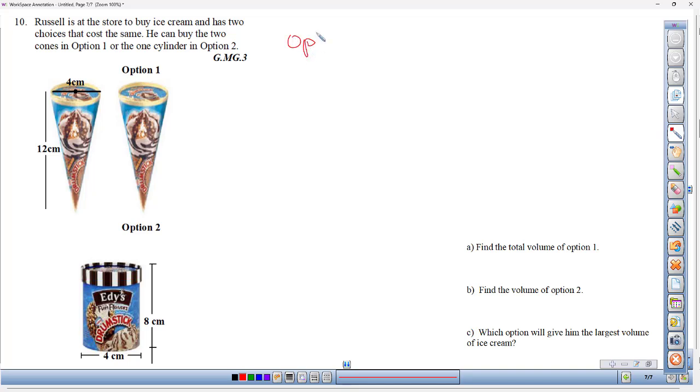So let's go with option 1. Do you realize these are both cones? So the volume formula we're going to use is pi r squared times the regular height, all divided by 3. But then don't forget, there's 2 of these. So at the end, we're going to double it. All right, and so let's see if we can figure this out. Pi times the radius squared times the regular height, all divided by 3.